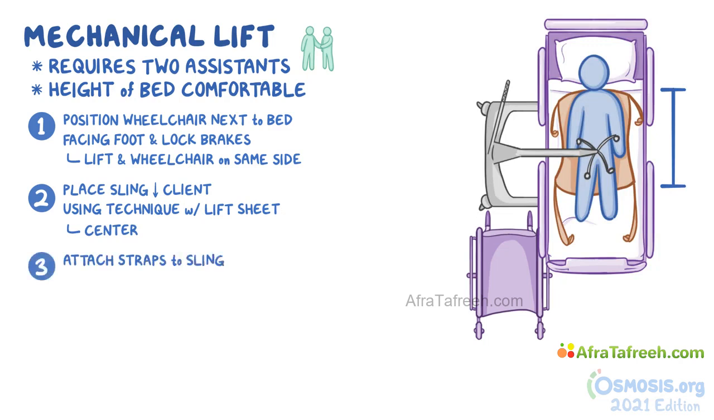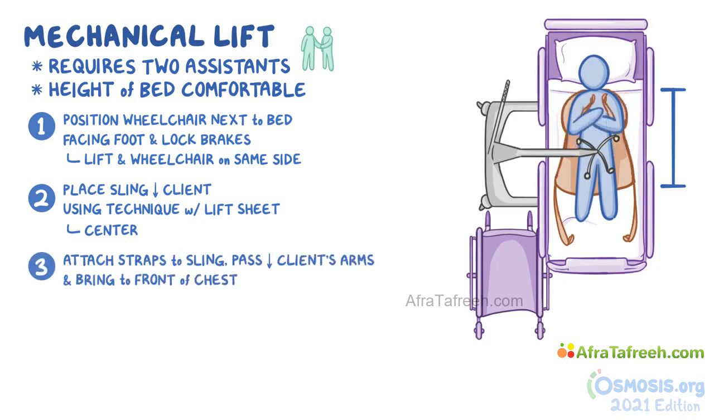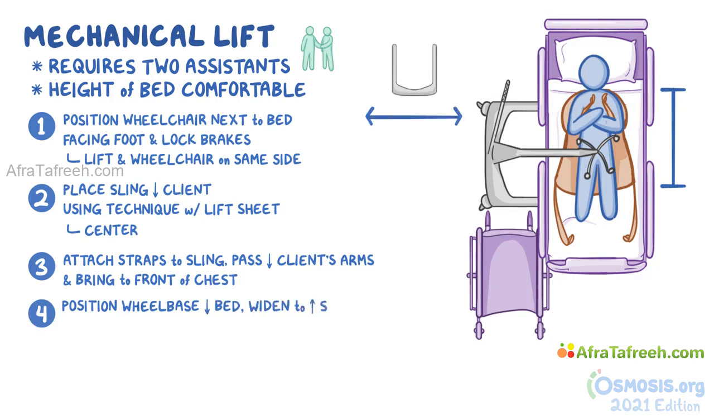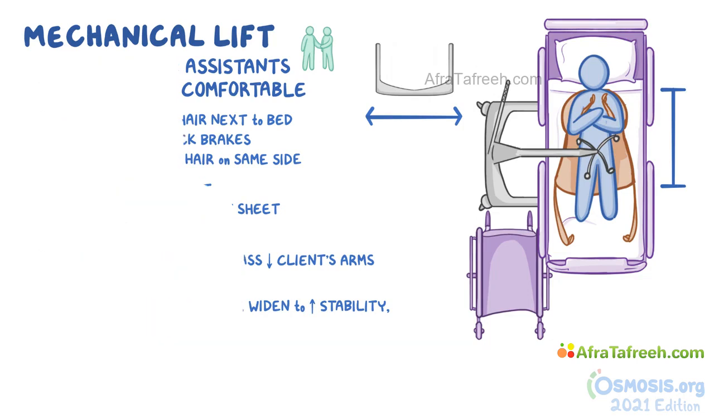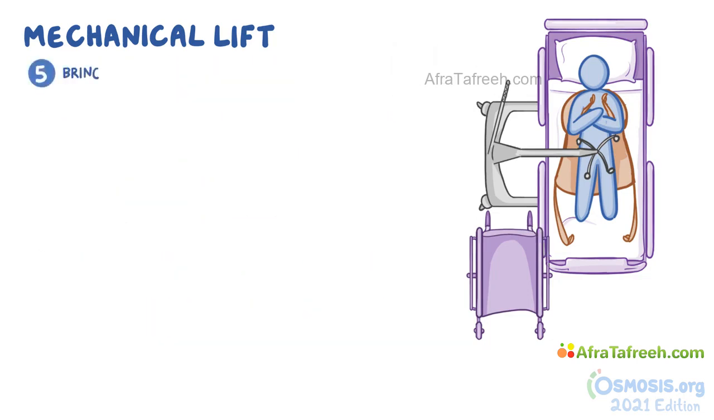Attach the straps to the sling, pass them under the client's arms, and bring them to the front of the chest. Position the wheelbase of the lift under the bed, widen the lift's base to increase its stability, and lock the lift's wheels. Bring the swivel bar over the client and attach the sling to it.